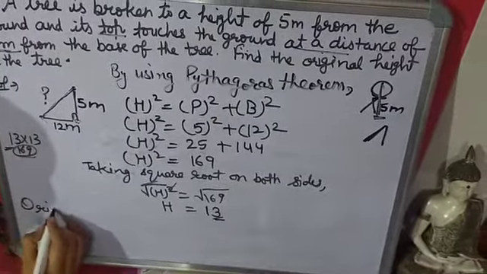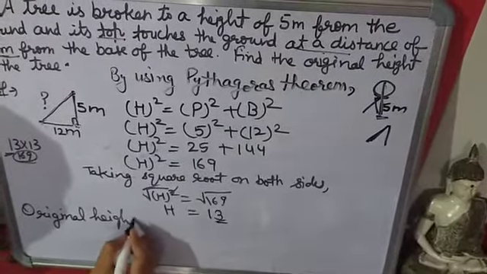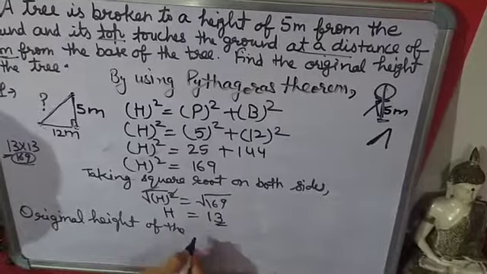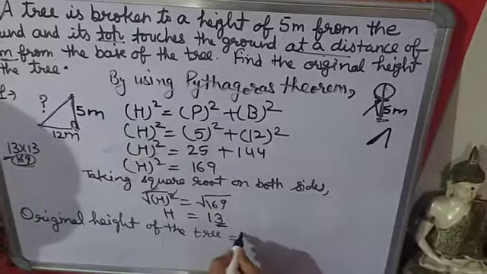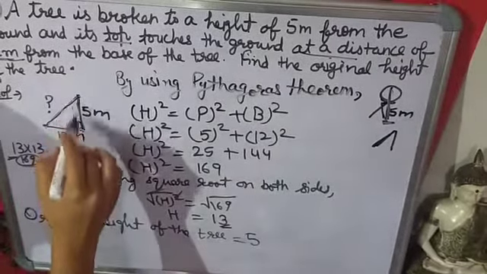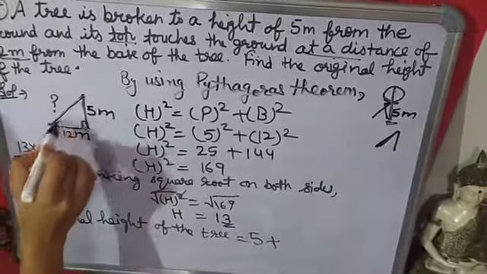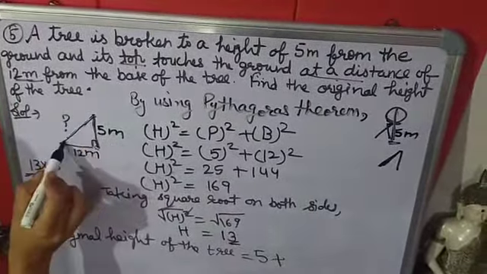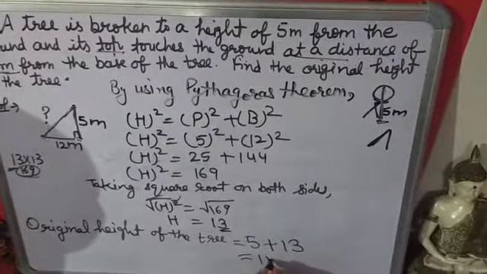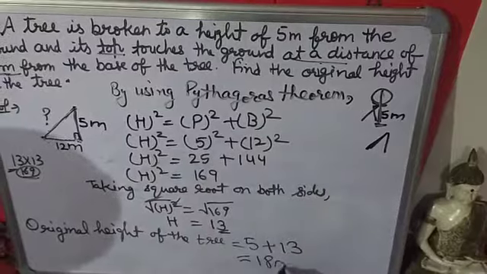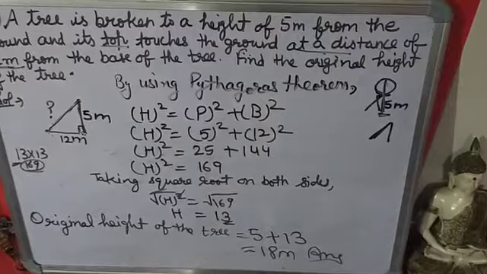You will write original height of the tree. Add this part 5. This is also part of the tree, and this falling part is also part of the tree. That is, what is the height of this falling part? 13. So 5 plus 13, it will be 18 meter. So the original height of the tree is 18 meter.